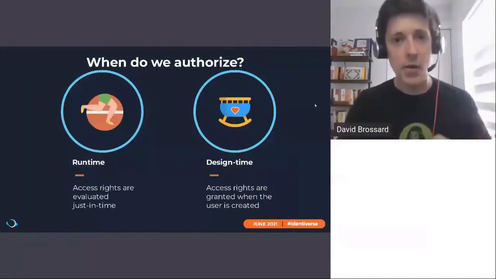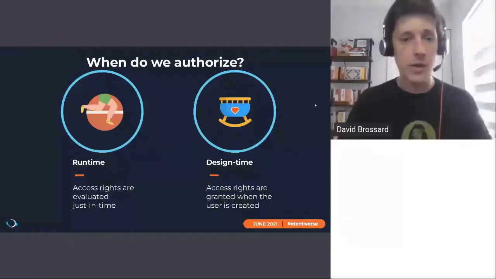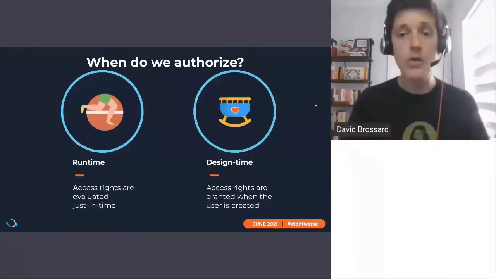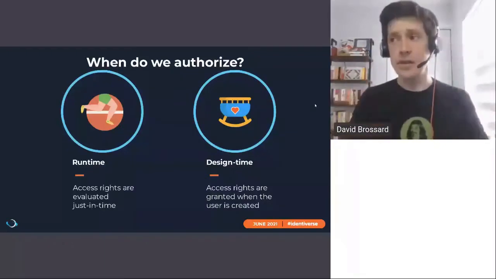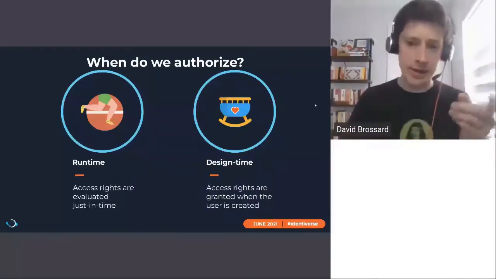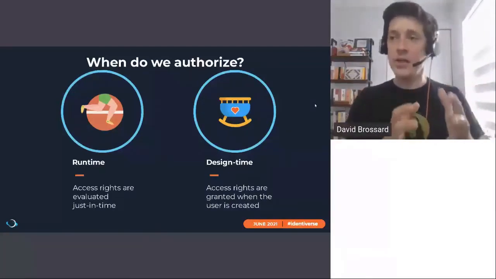Another dimension: when do we authorize? Do we do it when you want to get access to that thing you're trying to get access to, or do we do it at birth when we give you entitlements? Take King Arthur. He was born a king. Actually, not quite. He had to pull Excalibur from the stone first. But let's just assume that he was born a king.